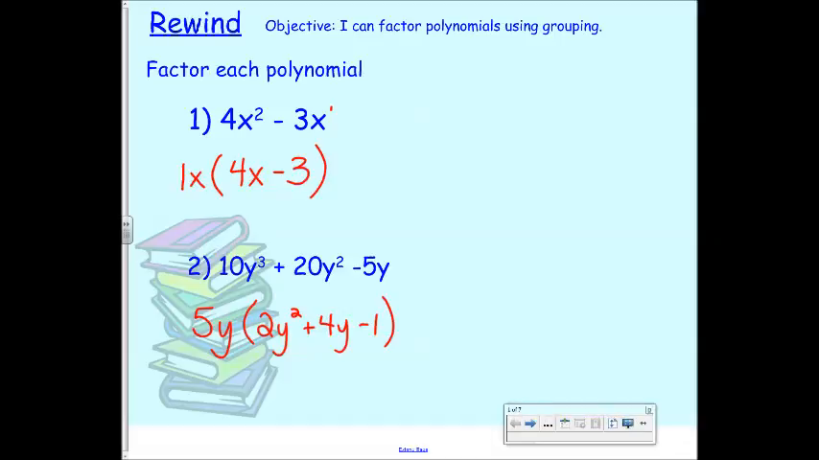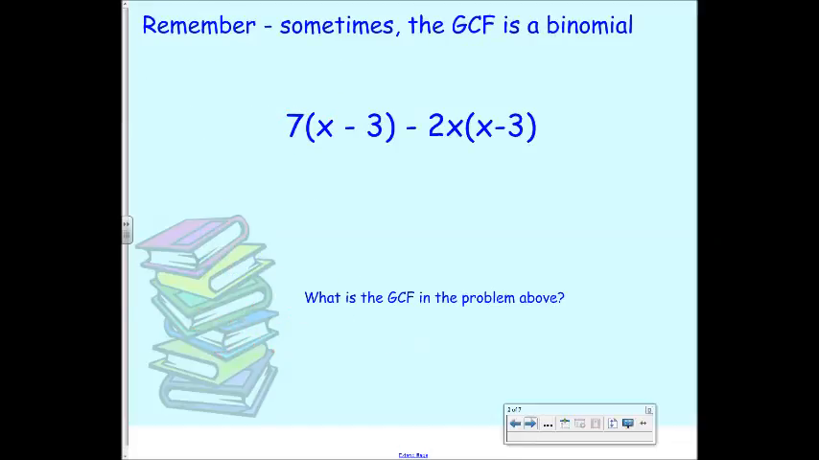All right, so we're going to take a little detour today, and we're going to talk about factoring by grouping, which has a lot to do with what we were talking about at the end of class on Tuesday, where we had common binomial GCFs. So we're going to talk today about how to break down polynomials using grouping. All right, so for example, think back to Tuesday. We said sometimes a GCF is a binomial.